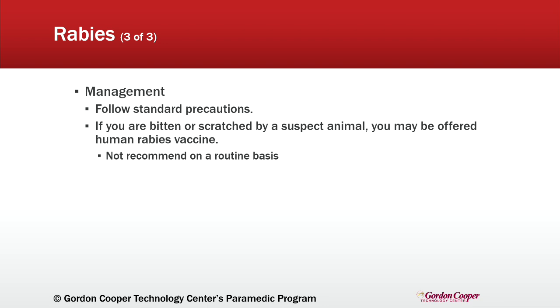So if you are bitten or scratched by a potentially rabid animal or human, which is possible, the rabies vaccine may be offered if indicated. So they may say, hey, go ahead and take this vaccine, which will provide some protection. And there may be other courses of treatment that may be required as well. As a general rule, the CDC does not recommend routine rabies vaccinations for EMS personnel. So if you find yourself potentially exposed to rabies, you probably will be directed to get that vaccine.